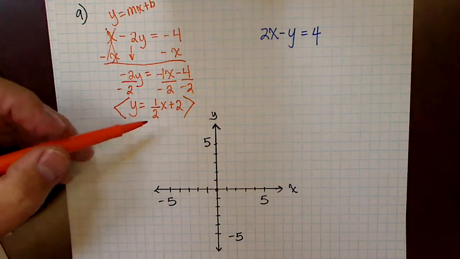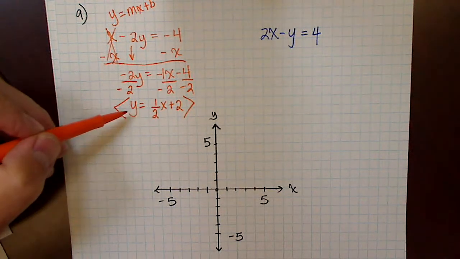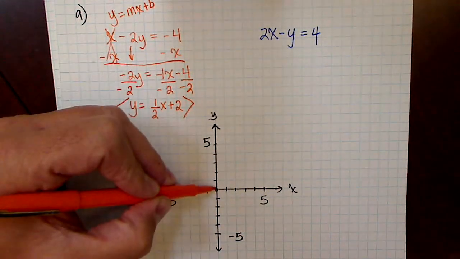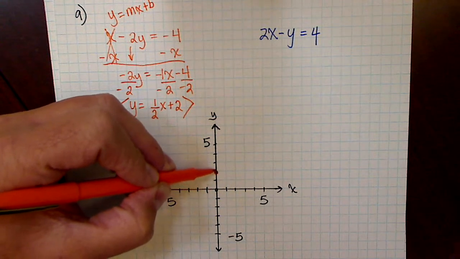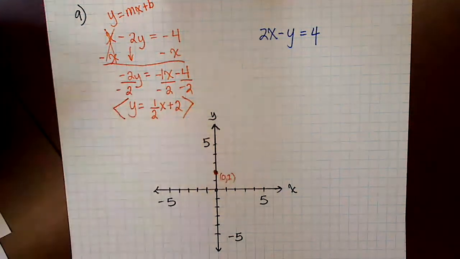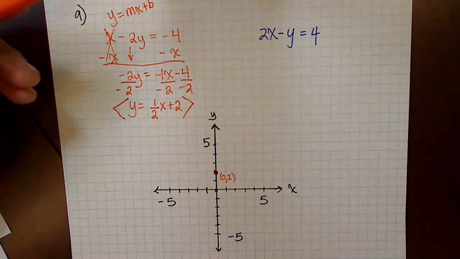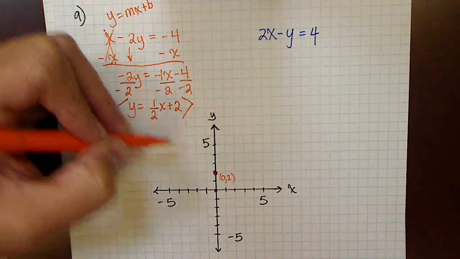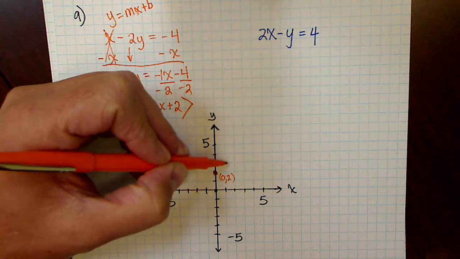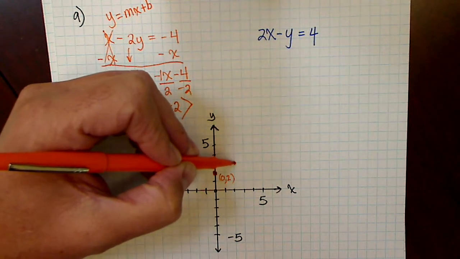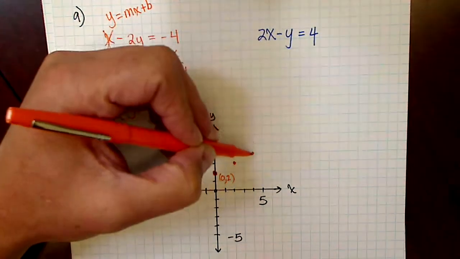To graph that, remember, in slope-intercept form, you want to start with the y-intercept, in this case, positive 2. So there's my y-intercept at 0 on the x and 2 on the y. And I'm going to have a slope, which is the rise over the run. So I'm going to go up 1 and over 2. That's my slope, rise 1, run 2. Establish your slope triangle.